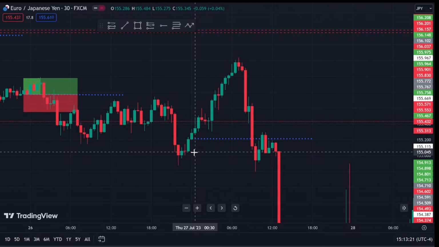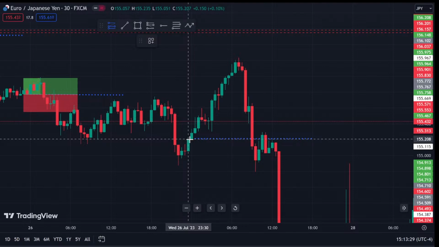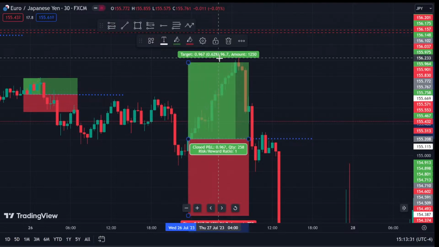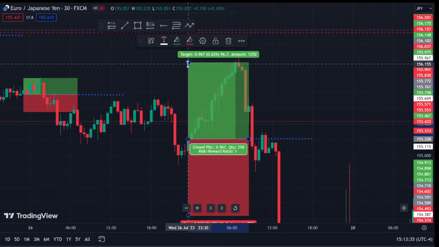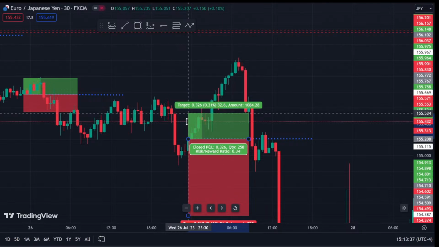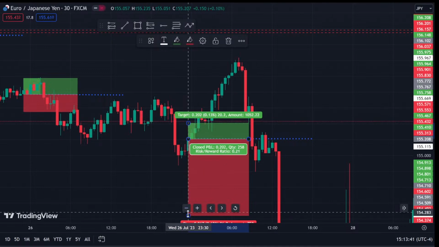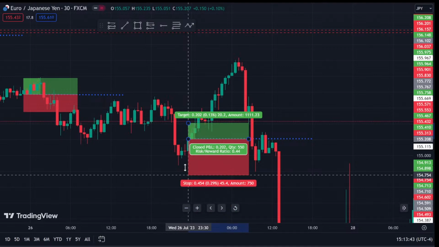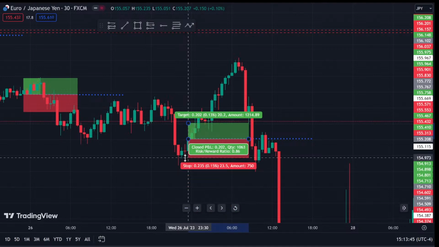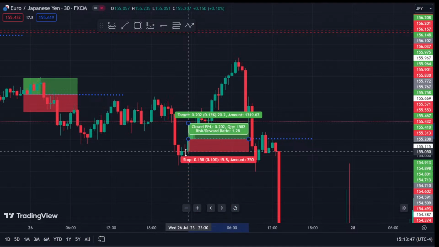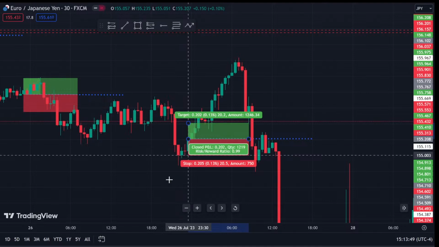Why do we do this? I want to explain why we use this 20 pips upwards. The pips are shown here. This is 96, so let's decrease it to 20 pips. Then the down one, also 20 pips.